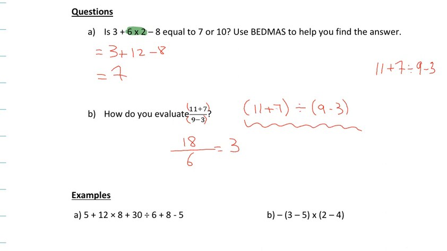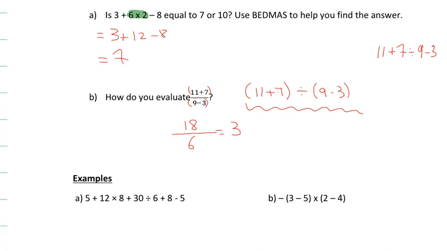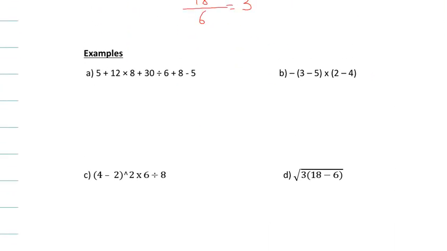All right, so let's see. Read this sentence for me. The correct one? Read it. 5 plus 12 times 8 plus 30 divided by 6 plus 8 subtract 5. Good. Where do I start? You're starting with your division. So 30 divided by 6.